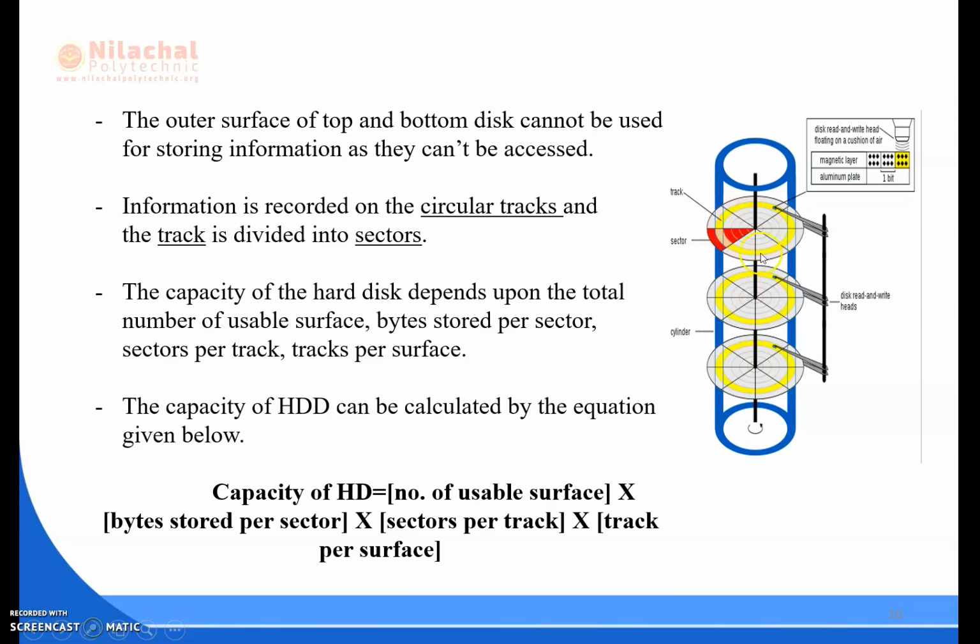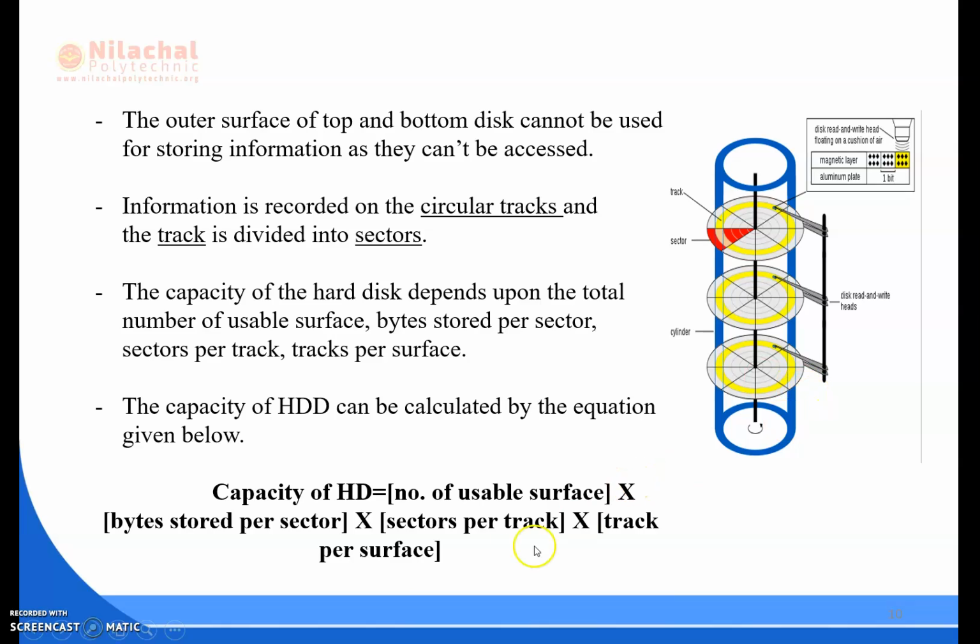For example, here is one platter and we can use both of its surfaces, two surfaces. Another platter, we can use both of its surfaces. We have another platter where we can use both of its surfaces. Only the outer surfaces, the top and the bottom of the disk, cannot be used for storing information.